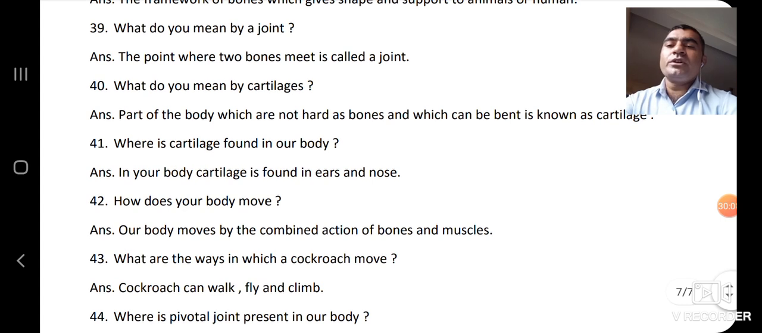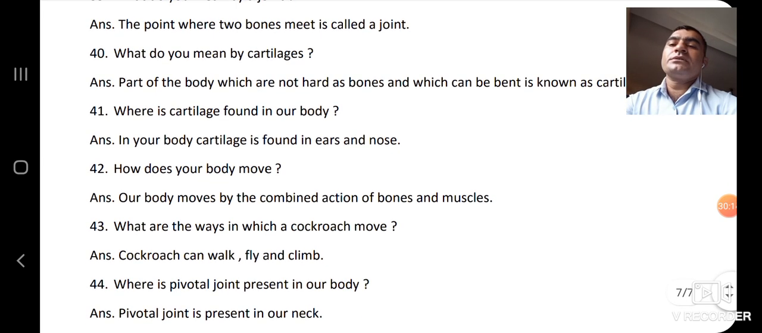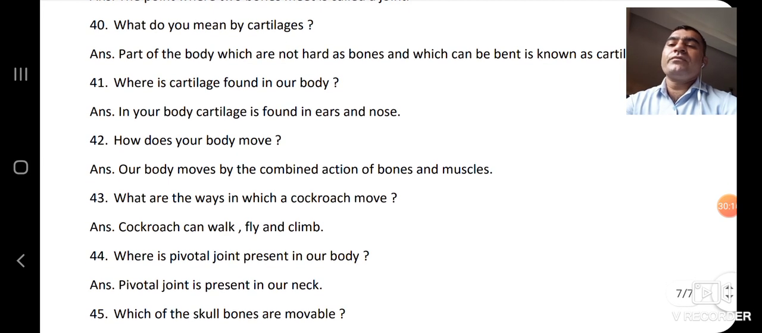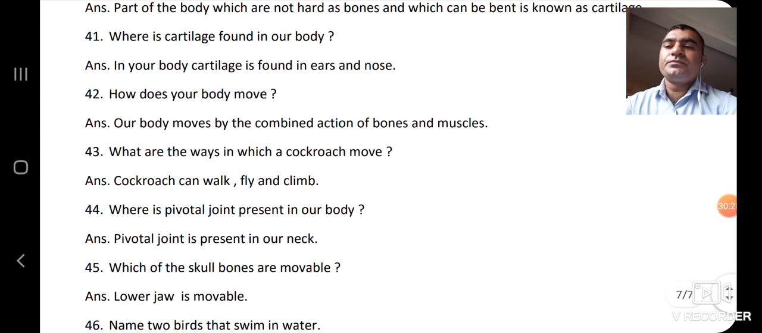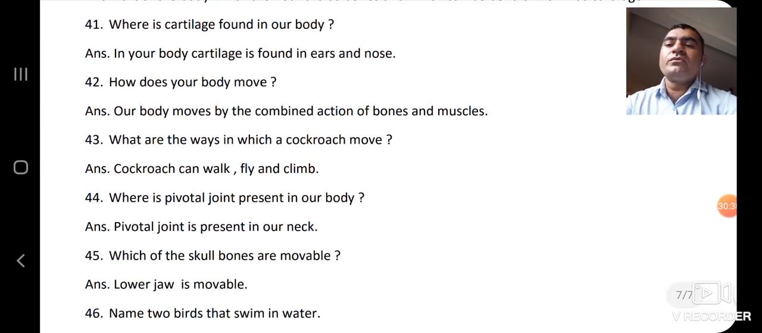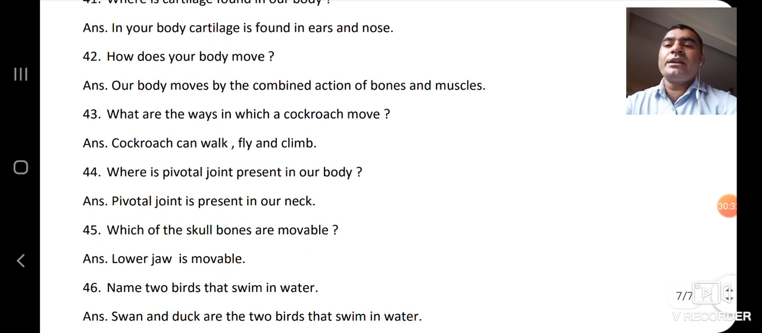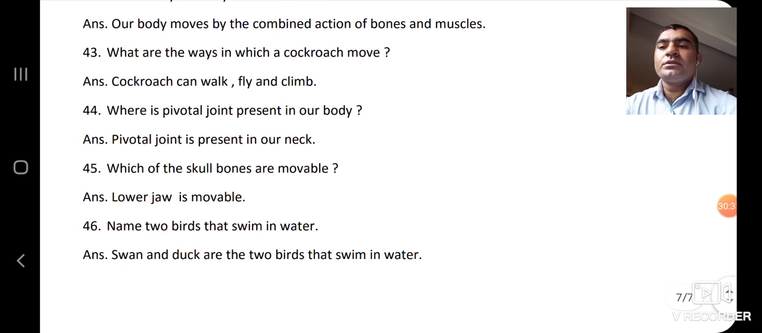Where is pivotal joint present in our body? Pivotal joint is at our neck here. Pivotal joint is present in our neck. Which of the skull bones are movable? See, this our lower jaw, this jaw is movable. Upper jaw is fixed. See, the lower jaw is movable of the skull. Name two birds that swim in water. Swan and duck are the two birds that swim in water.